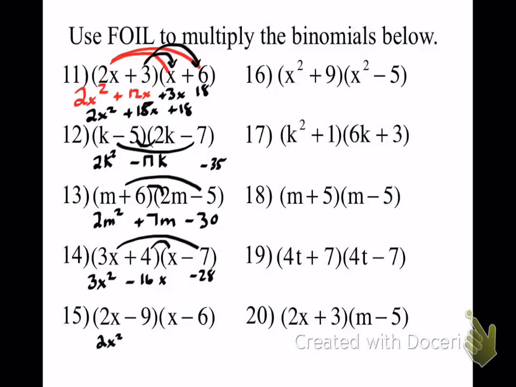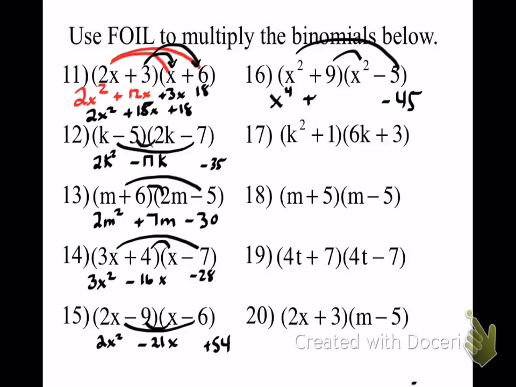Next, I've got 2x squared. My last terms are going to be plus 54. My inner term is going to be, I have a negative 9x and a negative 12x. That makes negative 21x. Next one, x squared times x squared is going to be x to the 4th. My last term is going to be negative 45. Inner term will be 9x squared minus 5x squared makes 4x squared.